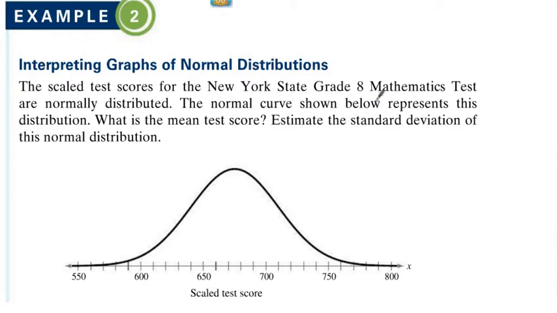Alright, so this is a normal distribution, and that's a technical name for a bell curve, showing the scores for 8th grade math tests in the state of New York. It says they're normally distributed. You can see that. That just means they form a bell curve. It asks, what is the mean test score? The mean on a bell curve always occurs right in the middle.